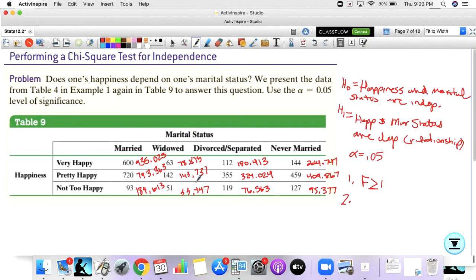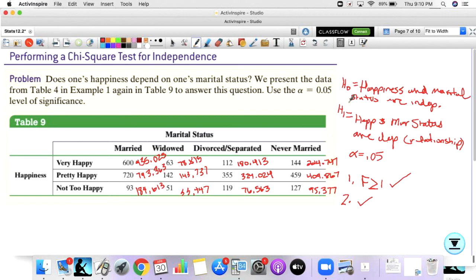So we're going to look over here. Obviously, all of these are bigger than or equal to 1. So that's good to go. The second thing that we need to test for is, is there less than 20% of our data that is 5 or smaller? So if I look, there's no data that is 5 or smaller anyways, so clearly it's not going to be more than 20% because it's 0%. So both of those things work.